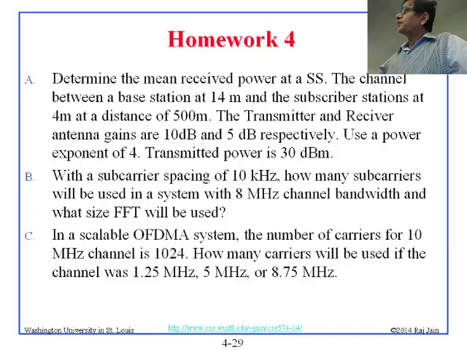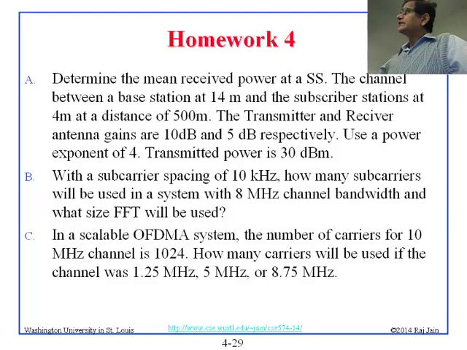Use a power exponent of 4. All right? Transmitted power is 30 dBm. Now again, I give you power in dBm. If you are going to multiply it, you have to convert that back into watts. So this is basically using that formula which has HT, the height of the transmitter, and the receiver.